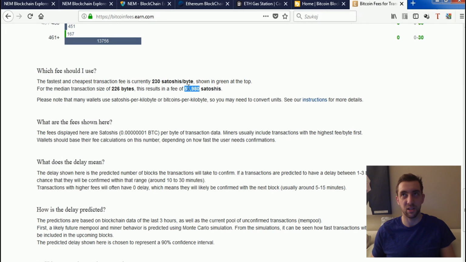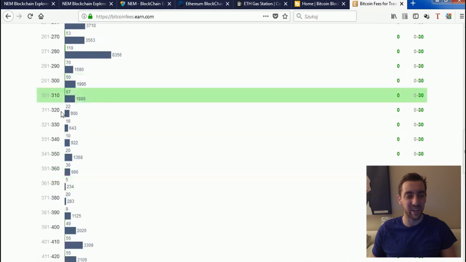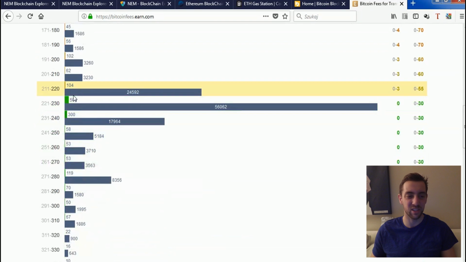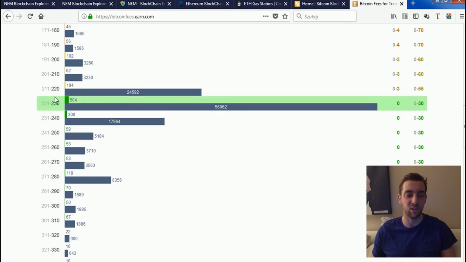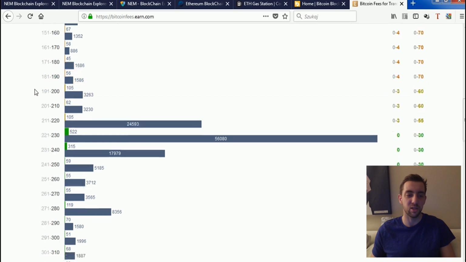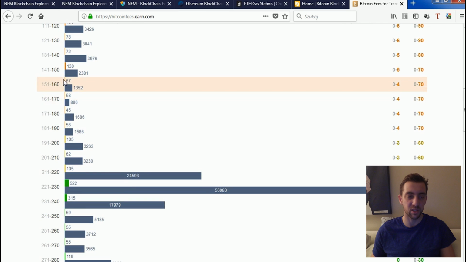It's like calculating it fast. Oh, it's like $7, $8 right now. I just calculated in my head, so it may be something different, but like $7, $8 right now for the safe transaction. And here we can see that the transactions with lower fees, like 181 satoshis per byte, are in the mempool already.